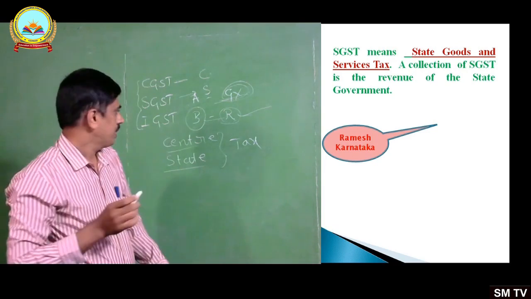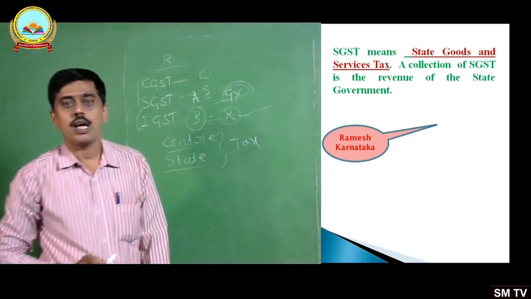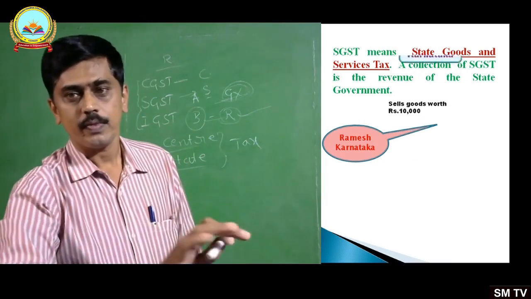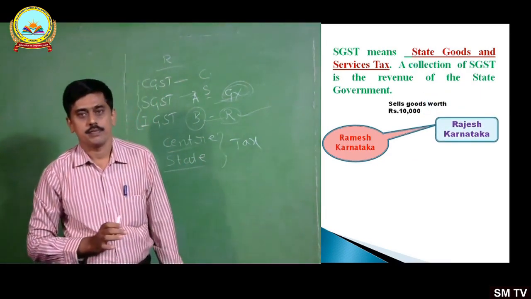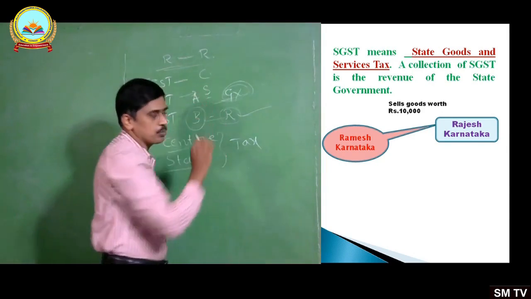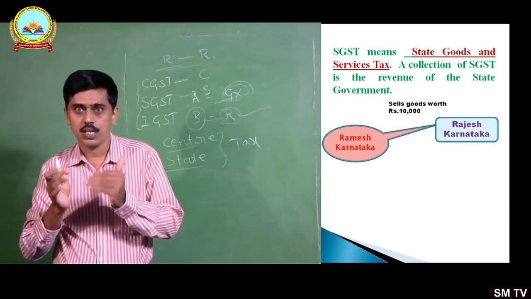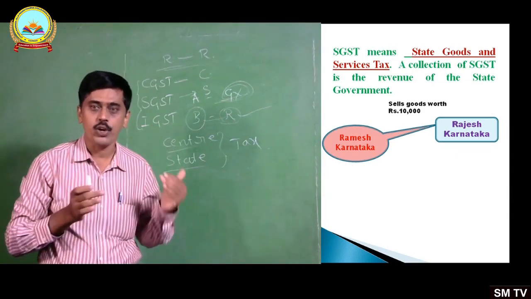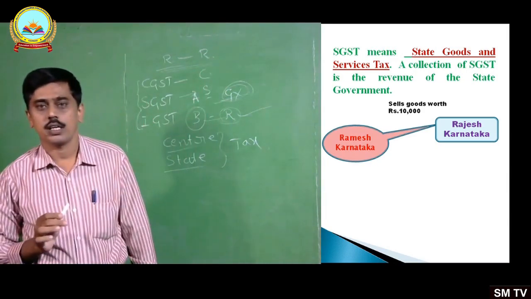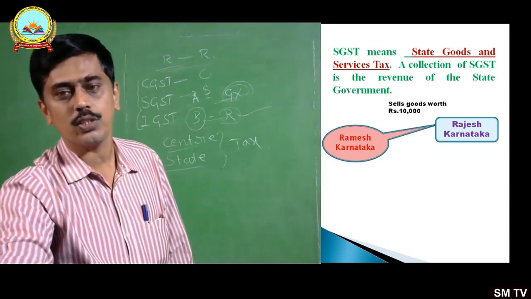For example, Ramesh of Karnataka sells goods worth rupees 10,000 to Rajesh of Karnataka. Both are staying in the same state. Remember, both are staying in the same state. So origin and destination lies in the same state, that is in Karnataka. He sells goods worth rupees 10,000.